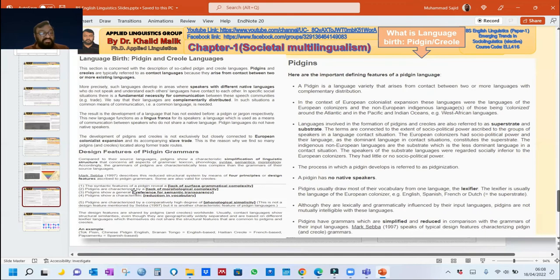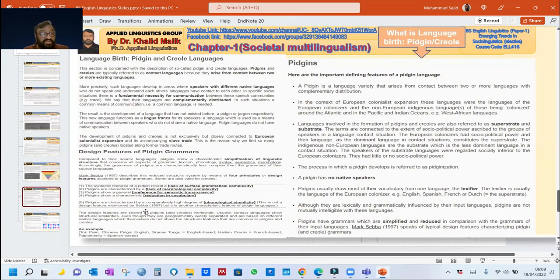Mark Sebba in 97 described this reduced structural system by means of four principles of design features ascribed to pidgin grammar, some of which are also valid for creoles. These are four examples here. The syntax of a pidgin reveals a lack of surface grammatical complexity. Pidgins are characterized by a lack of morphological complexity. Pidgins show a general preference for semantic transparency. Pidgins show a characteristic reduction in vocabulary.